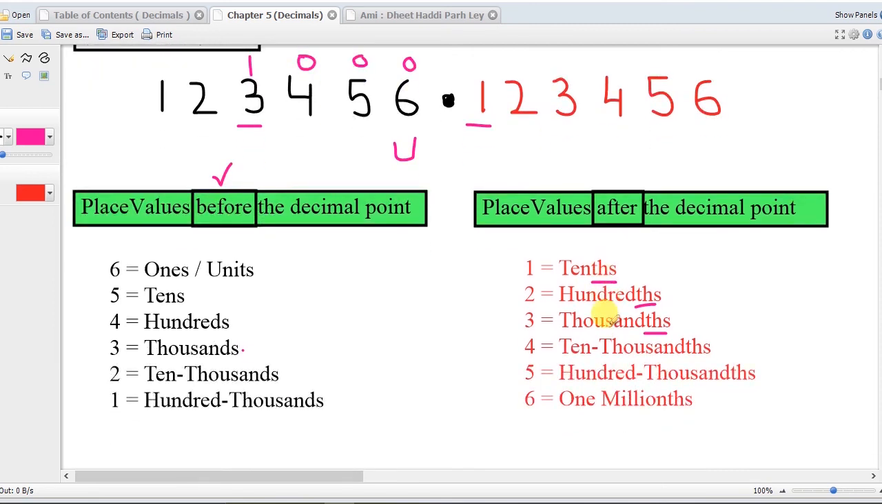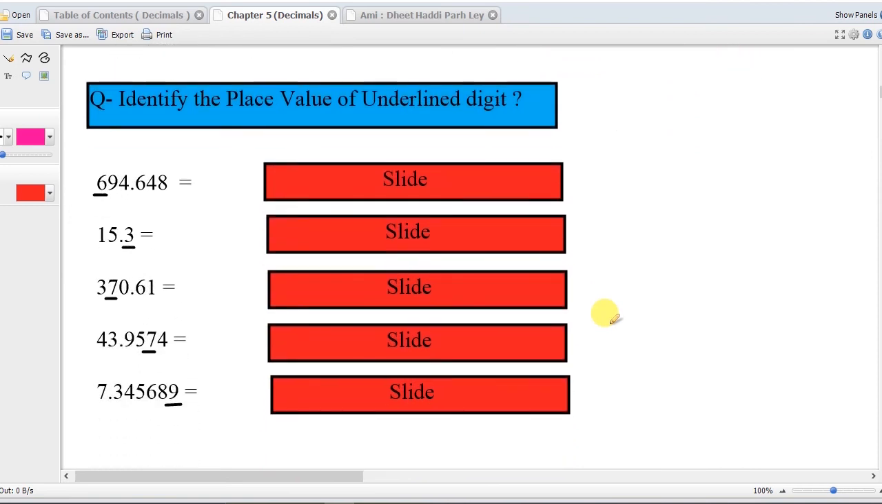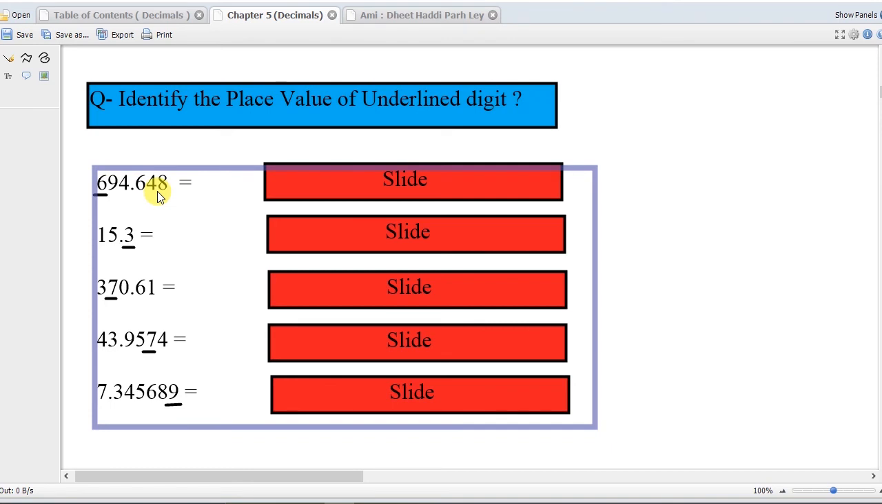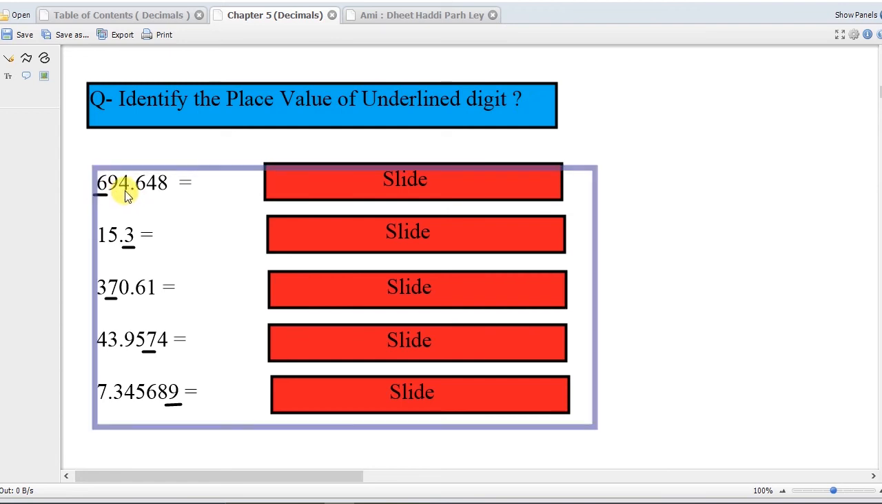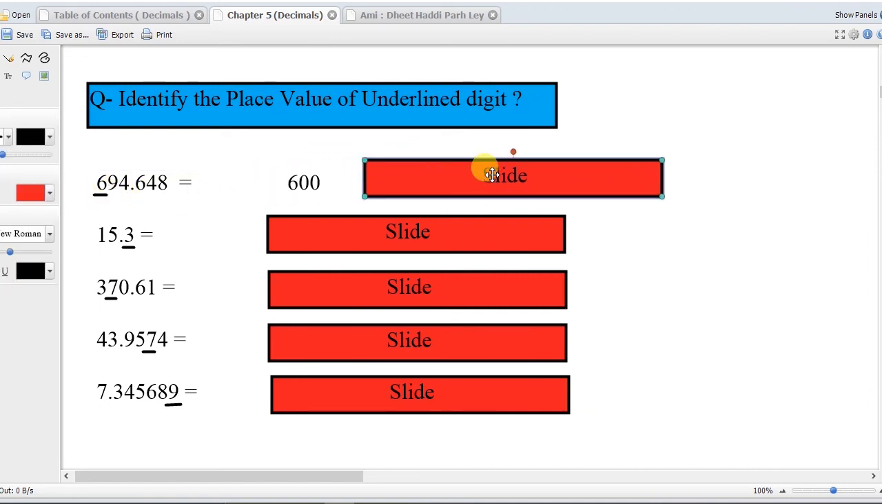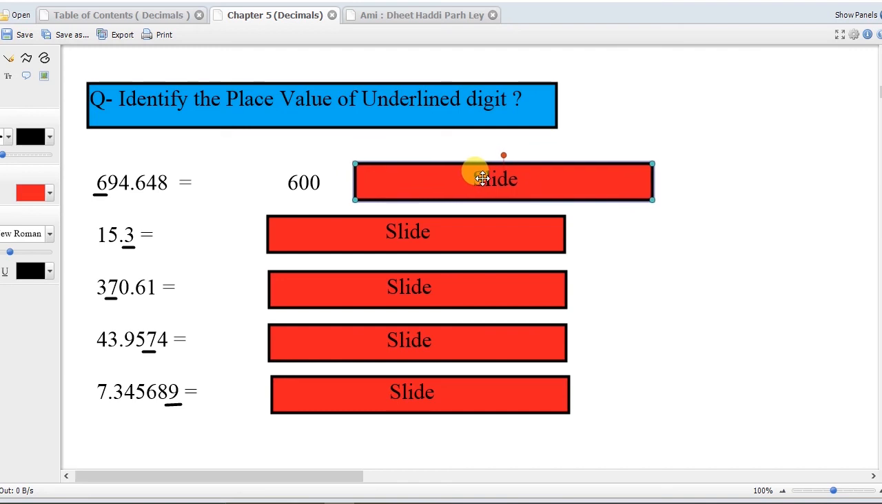I hope you have got the concept. Okay, let's solve a few questions. So identify the place value of the underlined digit. What is the place value of this digit 6? First you need to find out whether this number is before the decimal point or after the decimal point, because we have different names for both. Since it is before the decimal point, it starts with units or ones, tens and hundreds. So the place value of digit 6 is hundreds, or 600, right?